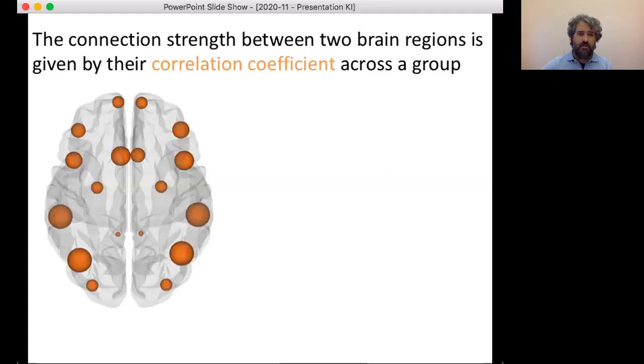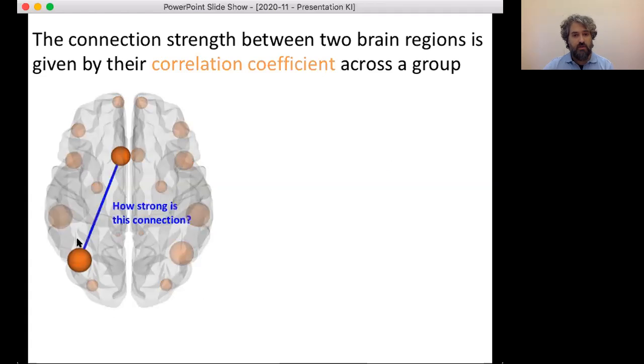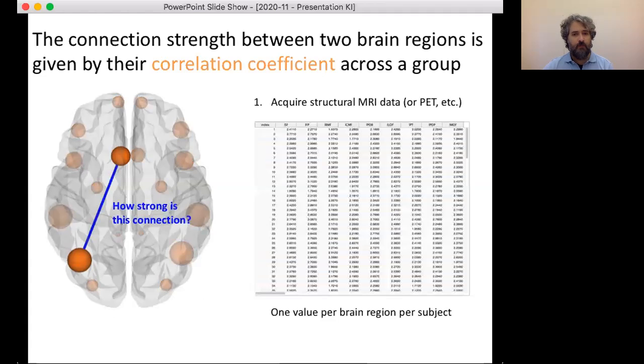So we have a series of brain regions, each one with a certain value. Think of cortical thickness, for example. And the question is, what's the strength of the connection between two given brain regions? How strong is this connection? So when we acquire, for example, structural MRI data, what we have for each brain region, each column here, and for each subject, each row here, is one value. Again, think of cortical thickness, for example.